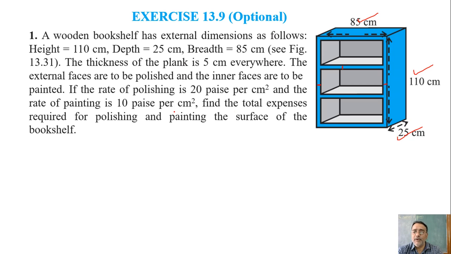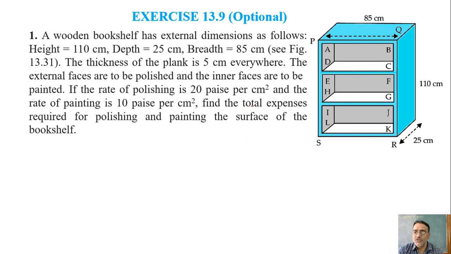If the rate of polishing is 20 paise per centimeter square and the rate of painting is 10 paise per centimeter square, find the total expenses required for polishing and painting the surface of the bookshelf. So first of all, थोड़ा डायग्राम को ध्यान से देखो. I am going to change the diagram, right? So ABCD mark कर रहे हैं इसमें.